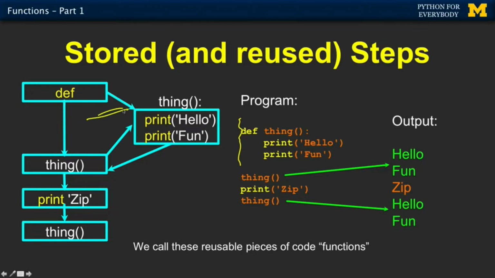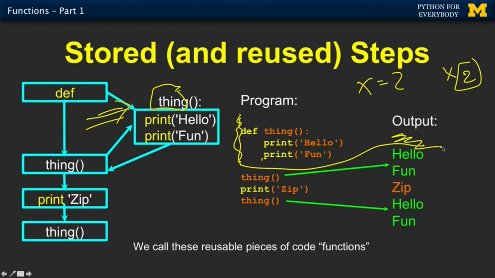So it stores it into a little area, almost like a variable, right? Like a variable, x equals 2. Well, there's some x out there, and you put a 2 in it. Well, there is this thing out there, T-H-I-N-G, and there are 2 lines of code in it. So a function is kind of like a variable, except that it holds code. And most importantly, it doesn't execute these lines of code. So there's no output here. Nothing comes out from that first part.